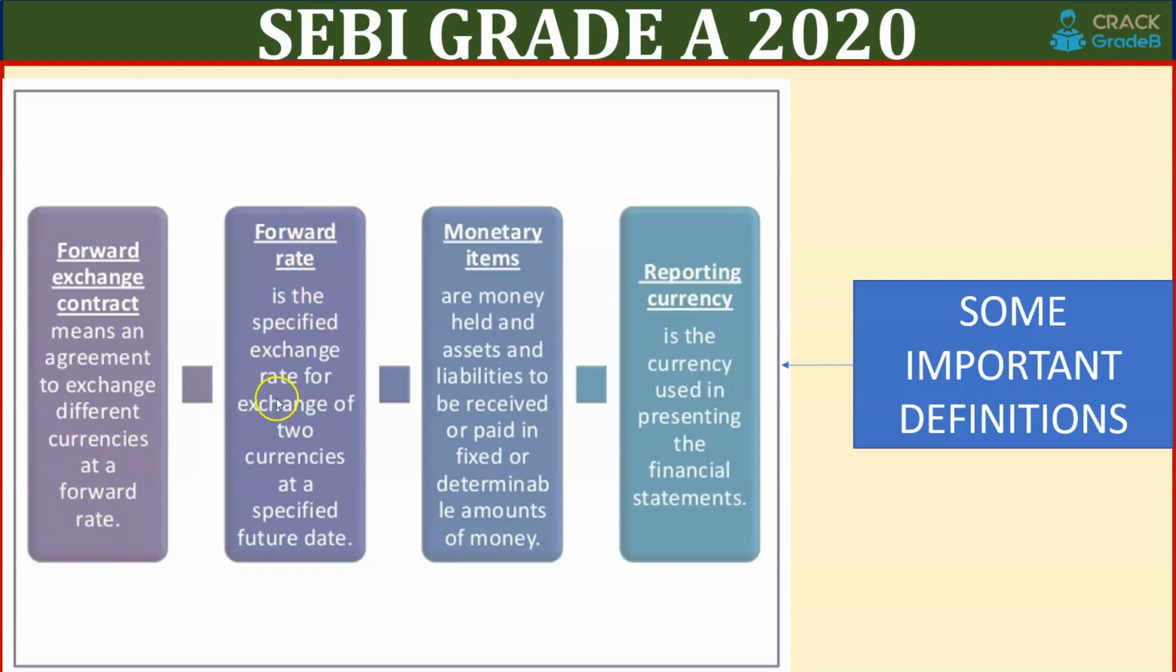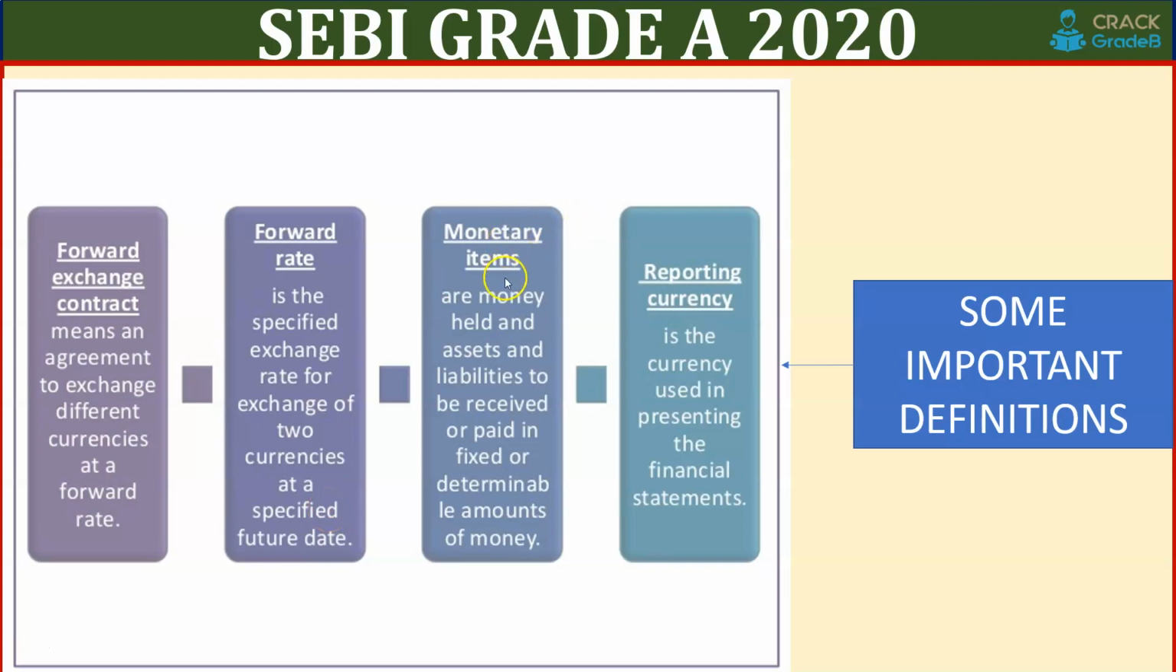It is the specified exchange rate for exchange of two currencies at a specified future date. So if today the rate is $1 equals 70 rupees and we are deciding today that in future we will enter into a contract with $1 equals rupees 72 or $1 equals rupees 68, so that 72 or 68 is our forward rate that we have predetermined for the purposes of exchange in future.